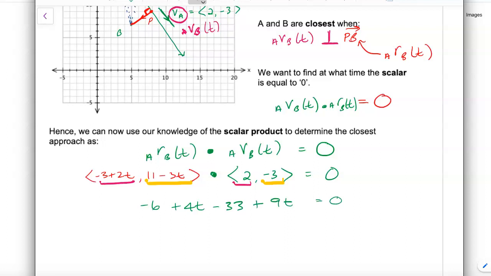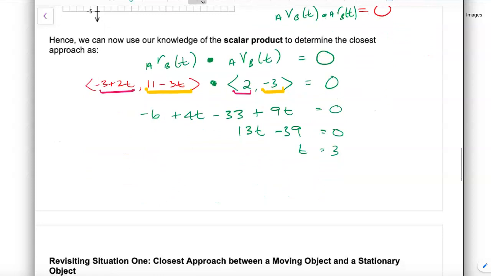Solving this out, we've got 13t take 39 equals 0, so t will equal 3. So what we found here is after 3 hours of A moving, and A began moving at 8 a.m., so at 11 a.m., ship A and B will be closest.